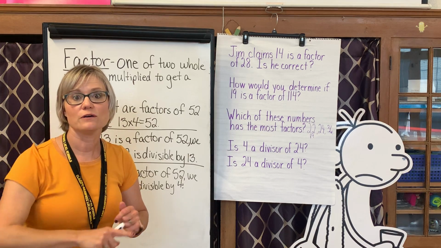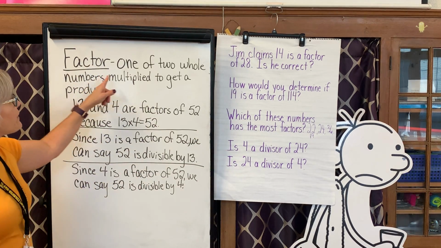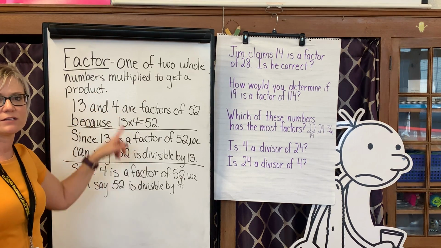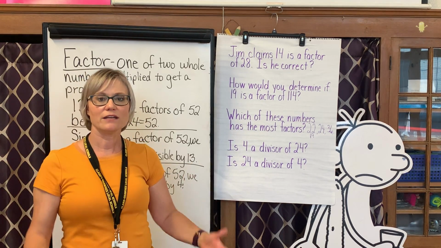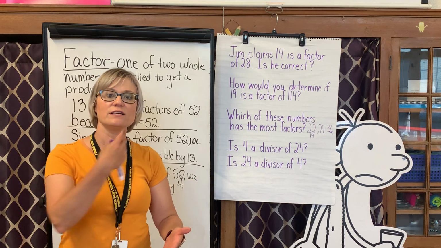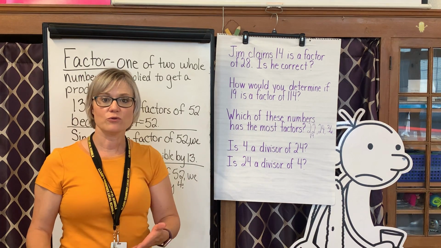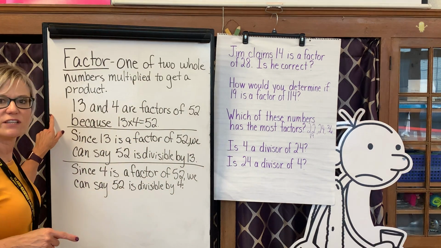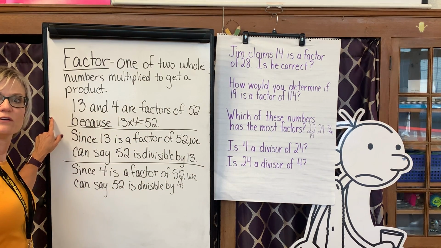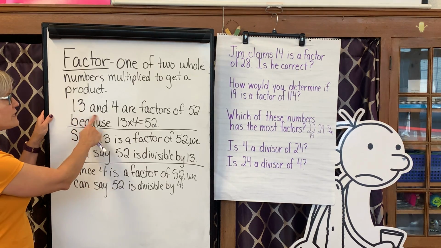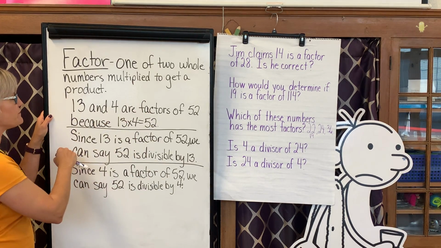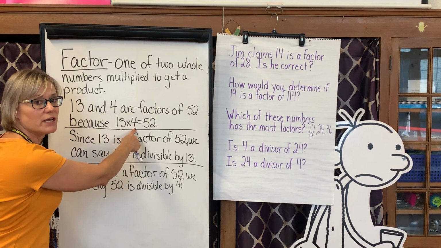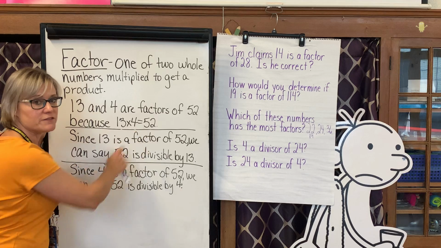So, first of all, what's a factor? A factor is one of two whole numbers multiplied to get a product. For instance, I know that 3 times 4 is 12. 3 and 4 are factors of 12. Now, let's look at this other example on the screen. 13 and 4 are factors of 52 because 13 times 4 gives me a product of 52.